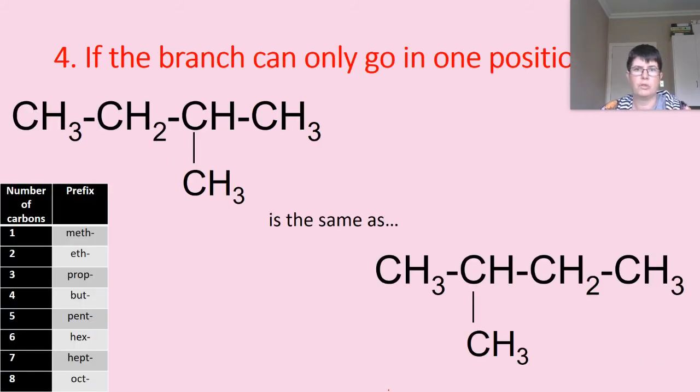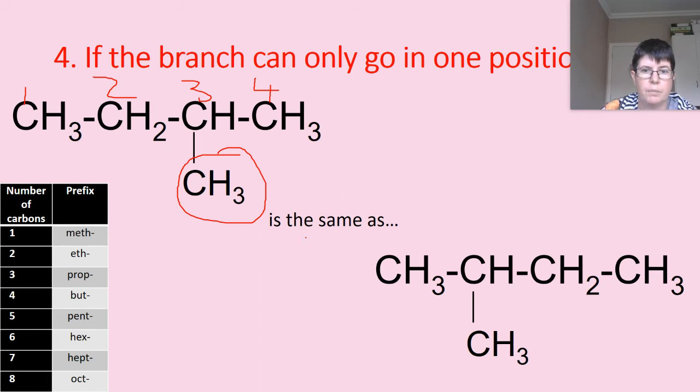If the branch can only go in one position, for example, this is butane. 1, 2, 3, 4 is the longest chain, and this is our methyl group. And the way it's drawn is attached to carbon 3. So the way maybe you would think to name it is 3-methylbutane. However, it is exactly the same if I number it from this way. 1, 2, 3, 4. So this would be 2-methylbutane. So this one is actually numbered wrongly. We'll rub that out.